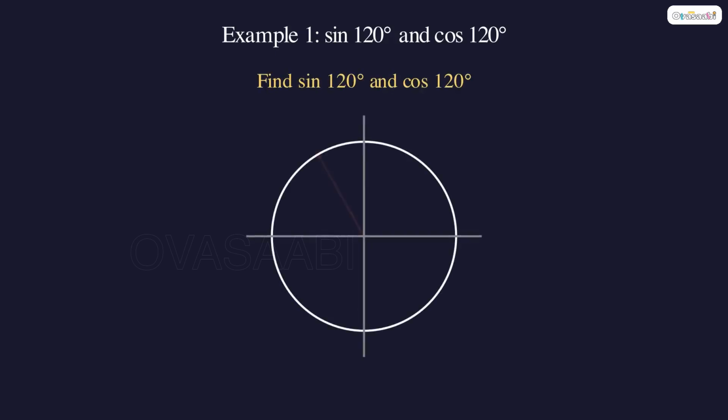Worked example 1. Find sine and cosine of 120 degrees. Step 1. 120 degrees is in quadrant 2. Its reference angle is 180 minus 120 equals 60 degrees.